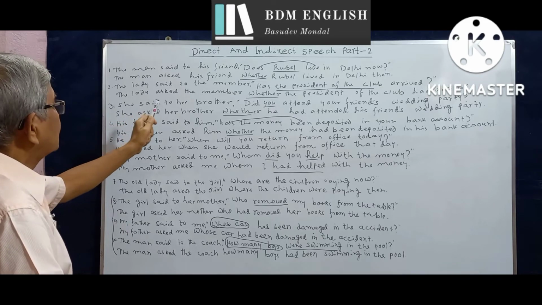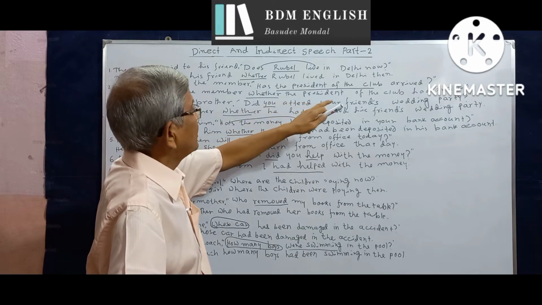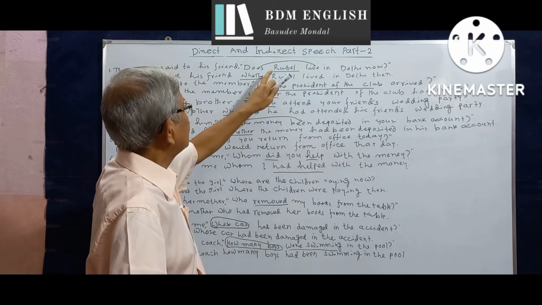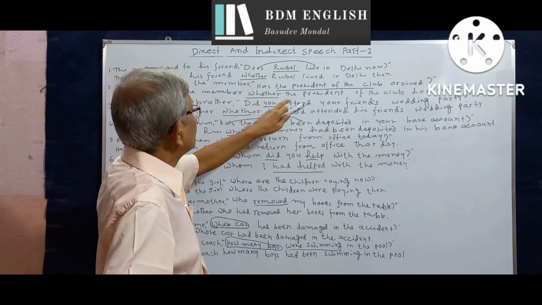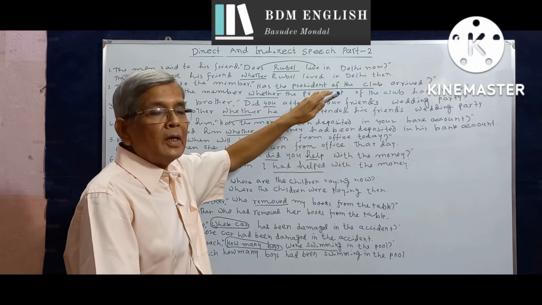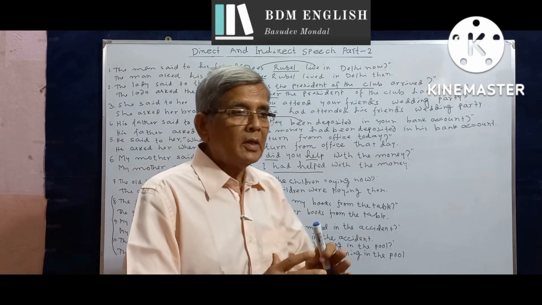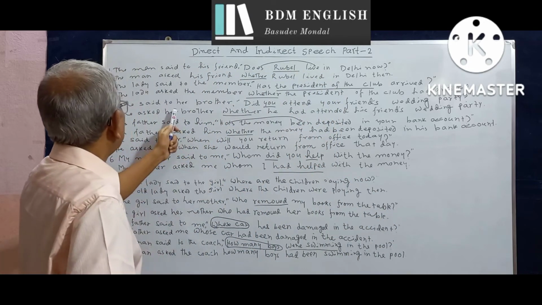The lady asked the member whether the president of the club had arrived. Notice that here the subject is a single word, a noun, a proper noun, Rubel. In number 2, the subject is the president of the club. It is a noun phrase. So the subject may be a noun phrase, or a pronoun, as in number 3.